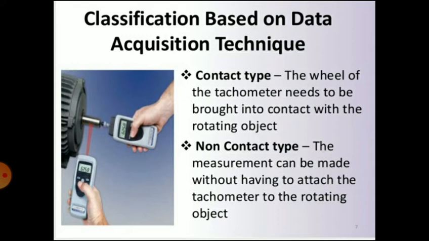In contact type, the wheel of the tachometer needs to be brought into contact with the rotating object. In non-contact type, the measurement can be made without having to attach the tachometer to the rotating object. So in contact type, the tachometer is in contact with the rotating shaft or the object, and in non-contact type, the tachometer is not in contact with the rotating object.